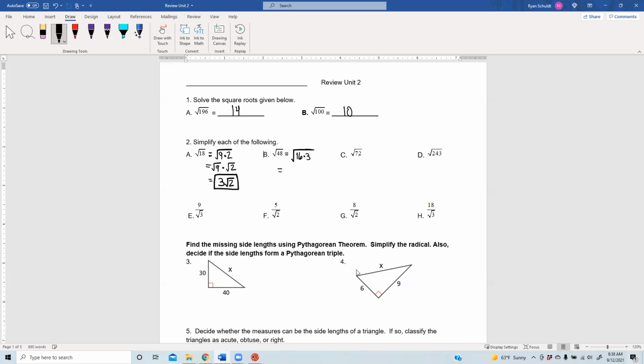So then break it up. This is going to be the square root of 16 times the square root of 3. The square root of 16 is 4, and then I'm just left with that square root of 3.